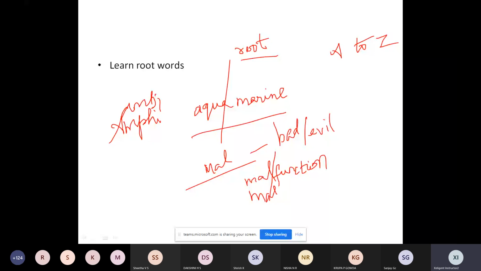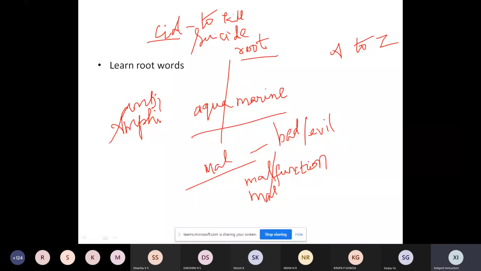Okay, next one, CID. CID is a root word which means to kill. You can find the root word CID in suicide, homicide, pesticide. In those words you can find CID.